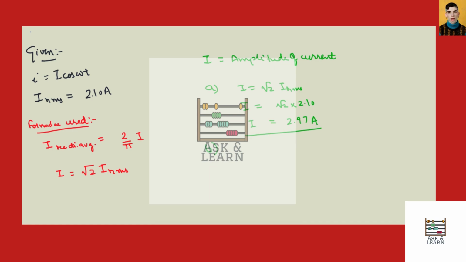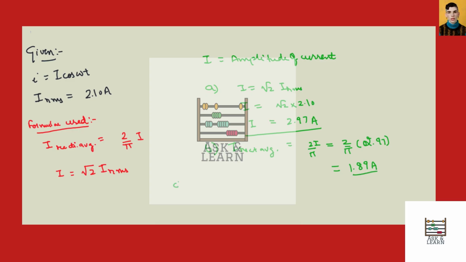Now going to part B. We need to find the current in the rectified circuit and the average of that. The formula is I rectified average equals 2 over pi times I. The I is the current amplitude, so this gives us 2 over pi times 2.97. This comes out to be 1.89 ampere. So that's your answer for part B.